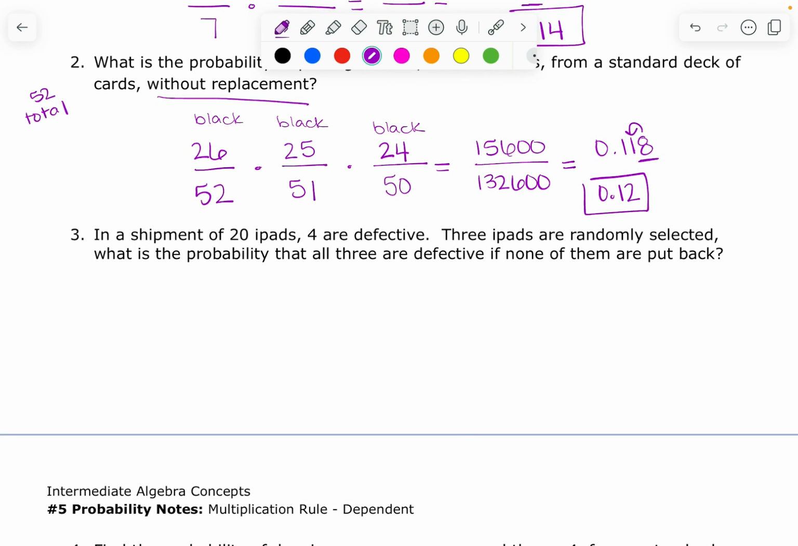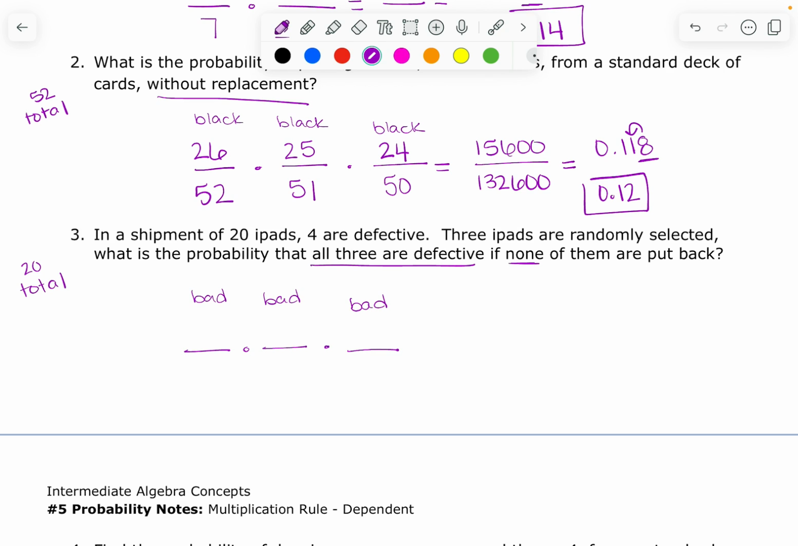All right, number 3, in a shipment of 20 iPads, 4 of them are defective. Okay, well, that statement right there just told me I have 20 total iPads. 3 iPads are randomly selected. That right there is telling me how many times I'm grabbing these. So there's going to be 3 fractions. What is the probability that all 3 are defective if none of them are put back? We're not putting them back. Okay, so I want a bad one, a bad one, and a bad one.